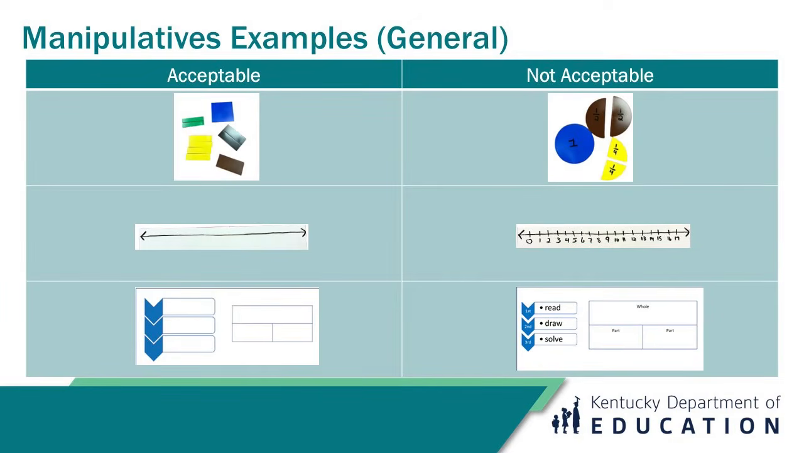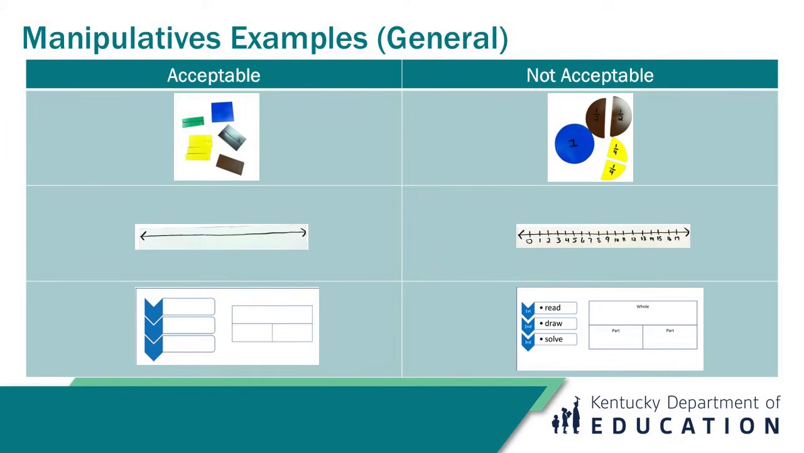Here are some examples of acceptable and not acceptable manipulatives. The first example is fraction tiles. The acceptable tiles do not have any labels. The not acceptable tiles are labeled. The next example is a number line. Notice that the blank number line is acceptable, but the one labeled is not acceptable.